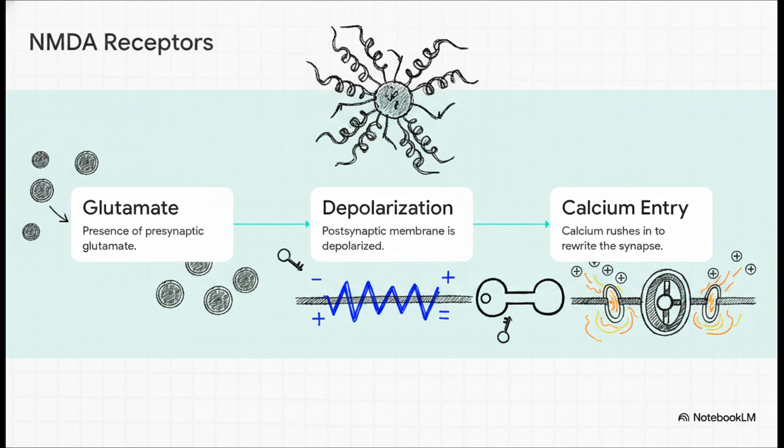You simultaneously need, Step 2, the postsynaptic membrane must be sufficiently depolarized. Only when both of these specific conditions are met do we get Step 3, where calcium is finally allowed to enter the cell. I want you to think of NMDA receptors as a secure bank vault that requires two distinct keys to be turned simultaneously just to let calcium rush into the cell and rewrite the synapse's strength.